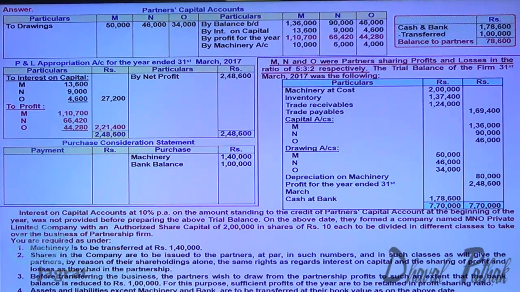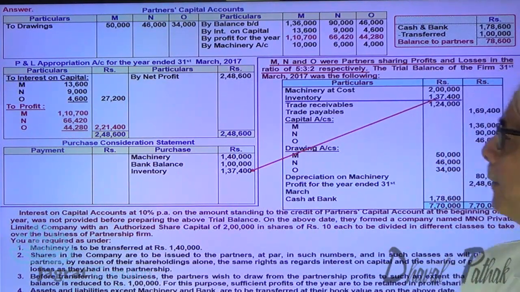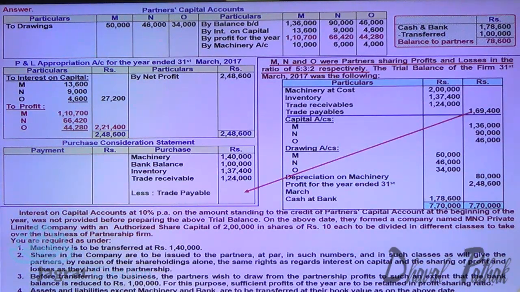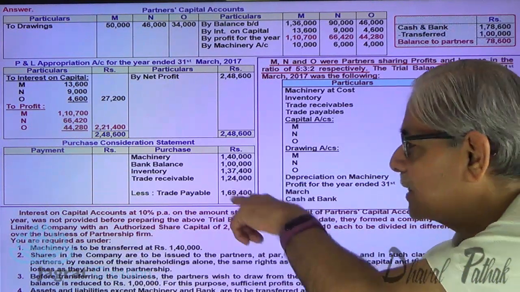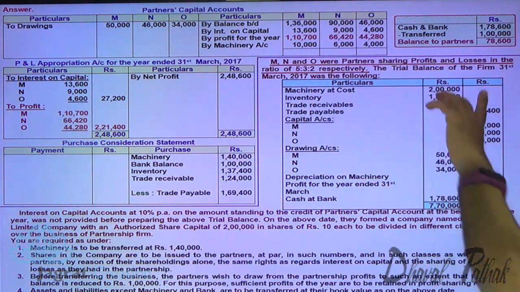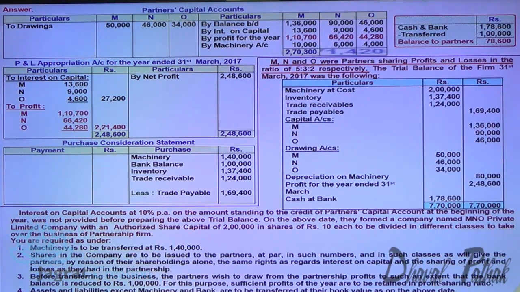That is an important point to be noticed. Now remaining assets and liabilities are transferred at book value, inventory at book value. So this is purchases made by the company. Trade receivables, book value. Trade payables deducted from total of assets. So these are the assets and liabilities transferred. Now this is the capital balance payable to each partner.